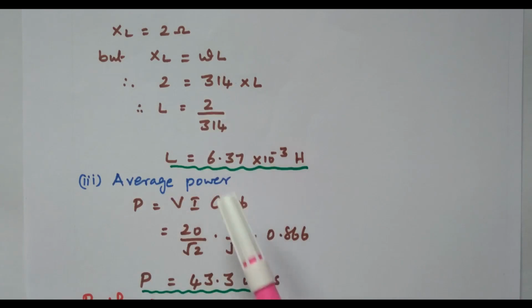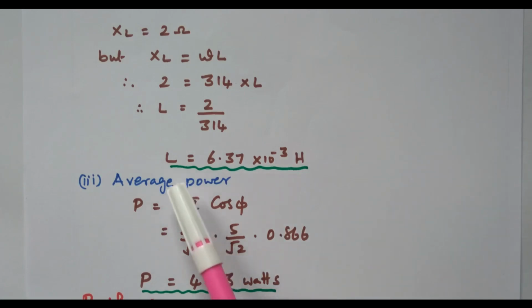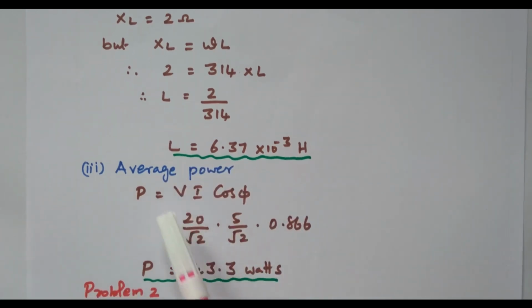By simplifying this, what we got? 6.37 into 10 to the power minus 3 Henry. So now we calculated inductor value also. So the one more parameter we need to find is average power.